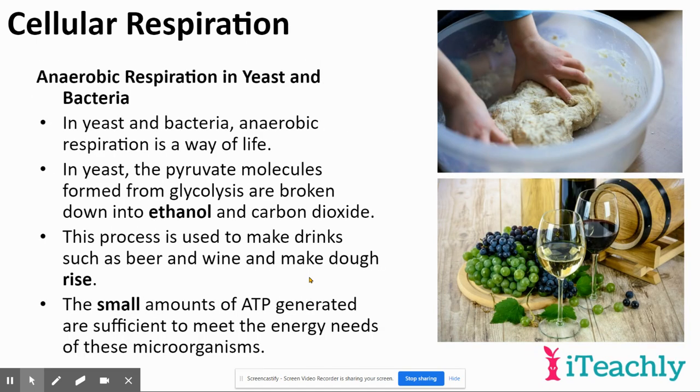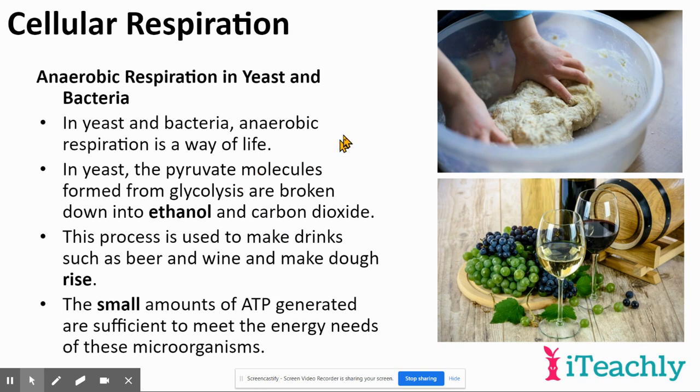Okay, so in yeast and bacteria, anaerobic respiration is a way of life. In yeast, the pyruvic molecules formed from glycolysis are broken down into ethanol and carbon dioxide. This process is used to make drinks such as beer and wine and make dough rise. Small amounts of ATP are sufficient to meet the energy needs of these microorganisms.